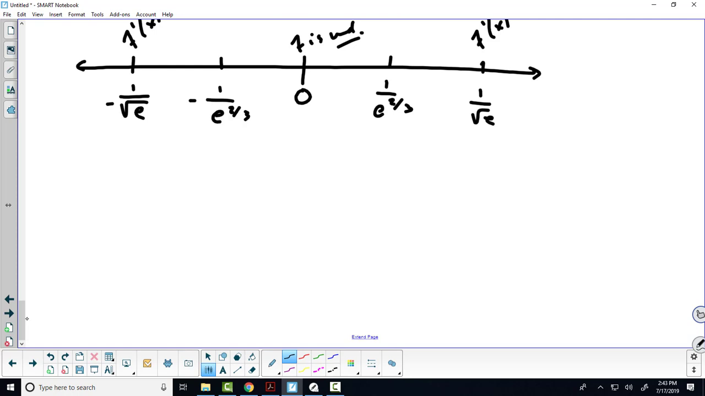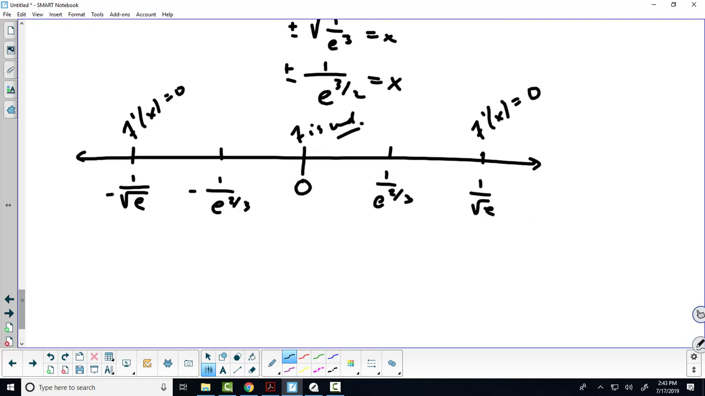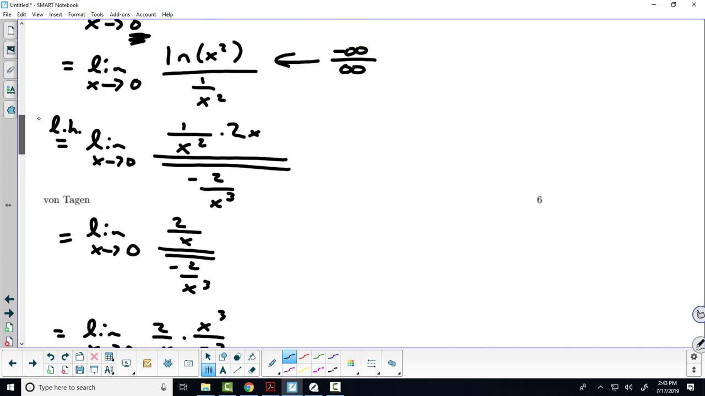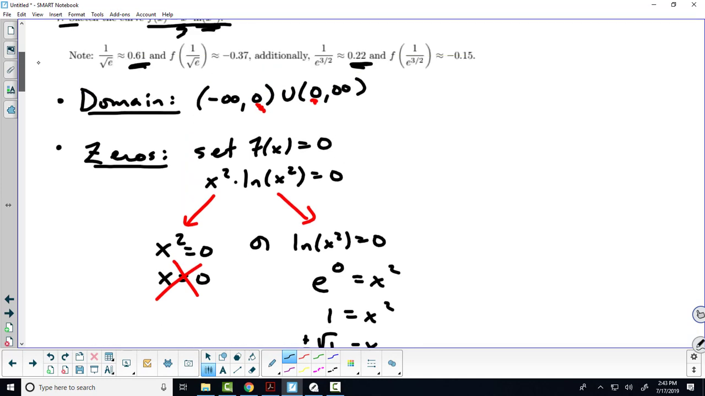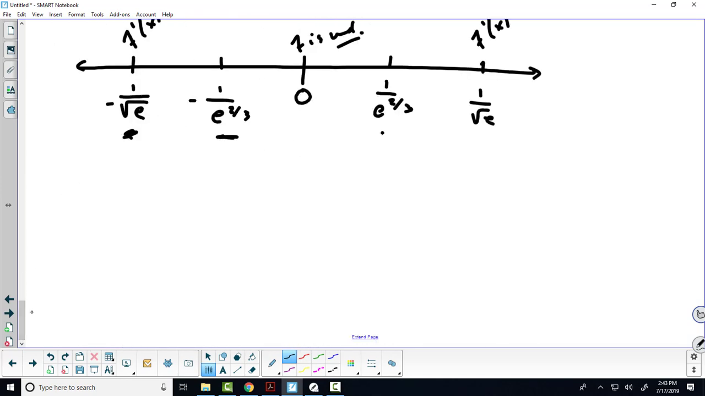So we've got our number line, and this is kind of a messy one. That's why it was helpful to have decimal approximations up there. Remember, this is about -0.6. This is about -0.2, was that what I said? I forget. -0.22. This was about 0.22, and this was about 0.6, or thereabouts.